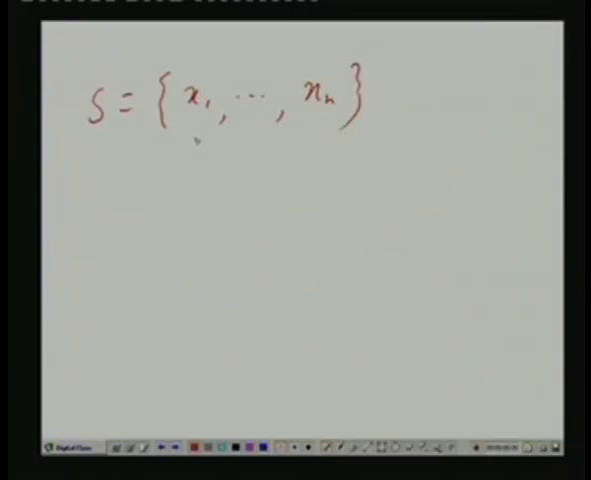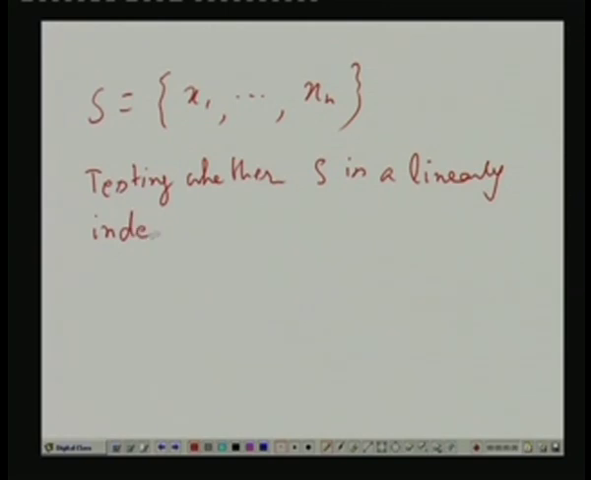Why are we so bothered about linear independence and all? Before that, let us say how to test mathematically whether the given variables form a linearly independent set or not. So, testing whether S is a linearly independent set or not.